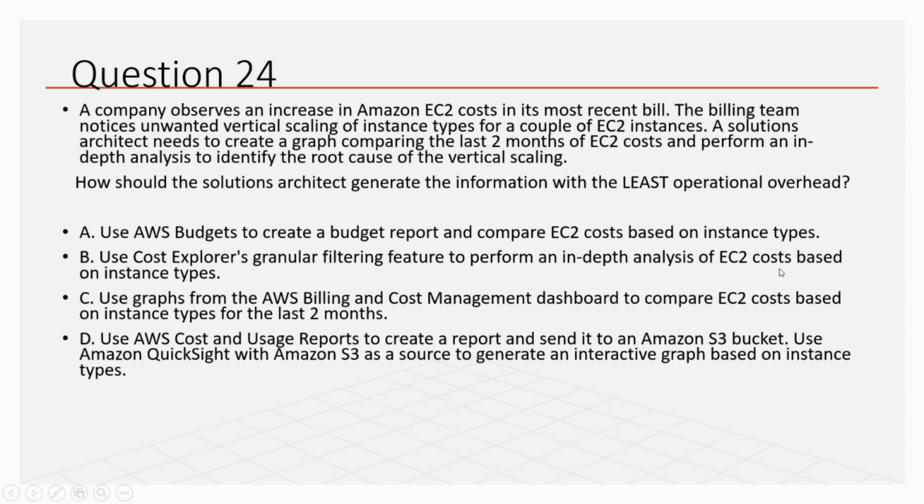Question number 24. A company observes an increase in Amazon EC2 cost in its most recent bill. The billing team notices unwanted vertical scaling of instance types for a couple of EC2 instances. A solutions architect needs to create a graph comparing the last 2 months of EC2 costs and perform an in-depth analysis to identify the root cause of the vertical scaling. How should the solutions architect generate the information with the least operational overhead?